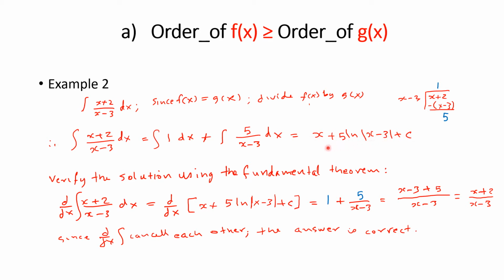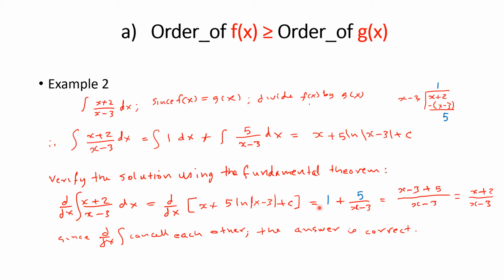One more time, we want to verify. So this is verifying the solution using the fundamental theorem of calculus. To verify that the integral of this is going to give me this, we're going to go ahead and do the derivative of the resulting integral. The derivative of this is right here, which is d/dx of the integral of (x + 2) divided by (x − 3), which should be equal to the derivative of this. So we'll take this one over here, and then we do the derivative d/dx of x plus 5 ln of |x − 3| plus a constant.